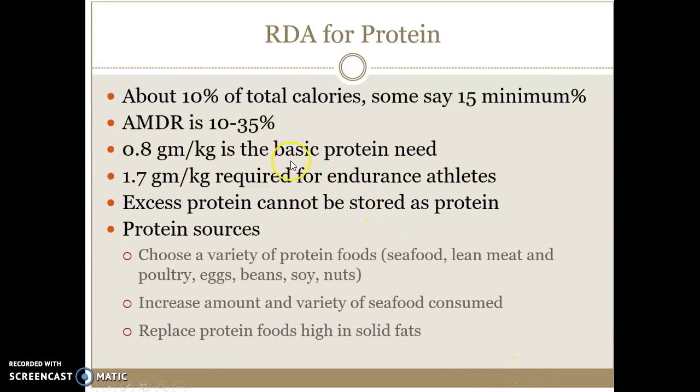The RDA for protein is not really a number so much as it is a percent of your calories. So the minimum is 10%, maximum 35%, and you'll be figuring this out in one of your homework assignments. For most people, it's just 0.8 grams per kilogram, so you can figure that out, and that's another homework assignment. If you're an endurance athlete, up to 1.7 grams per kilogram, or if you're weightlifting, it might be 1.2. So there's different recommendations depending on what your athletic event is.